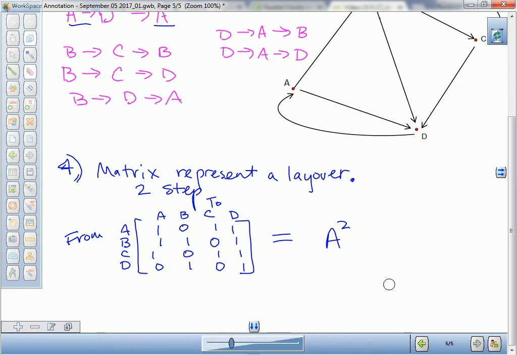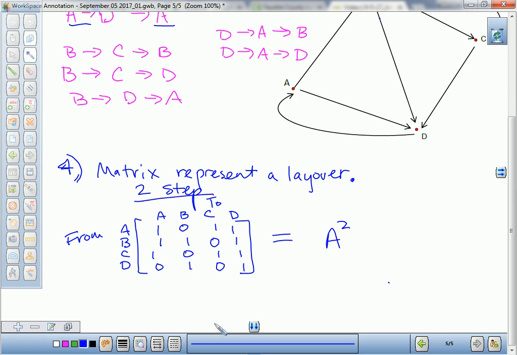If you square the matrix, one squared gives 2. When you took the direct path and squared it, the resulting matrix shows the two-step paths. That's impressive, isn't it?